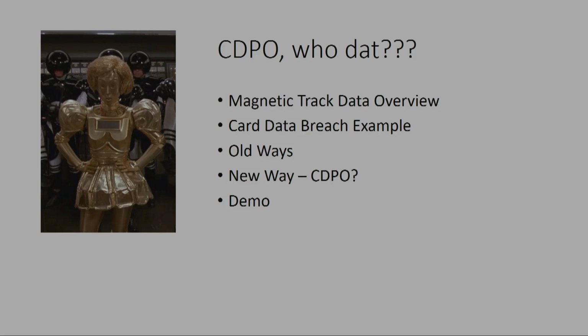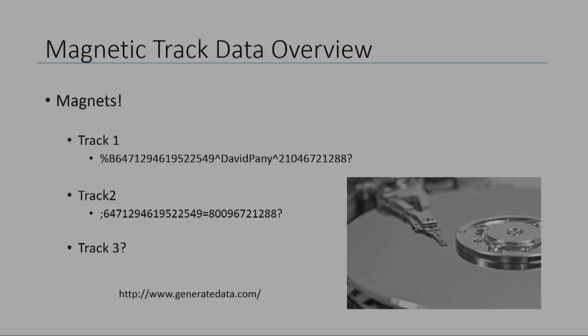So who dat? What are we talking about with CDPO? The credit card data processor and organizer. Throughout the next 30 minutes, we're going to talk about what magnetic track data looks like on a credit card, an example of how we use credit cards to buy things and what that looks like a little bit on the back end, and also an example of how attackers steal this information and then how we find out what they've stolen. We'll talk about the old way to do it, and then we'll talk about the new way, the CDPO way, and give you a little demo. So that's what we're going to talk about today.